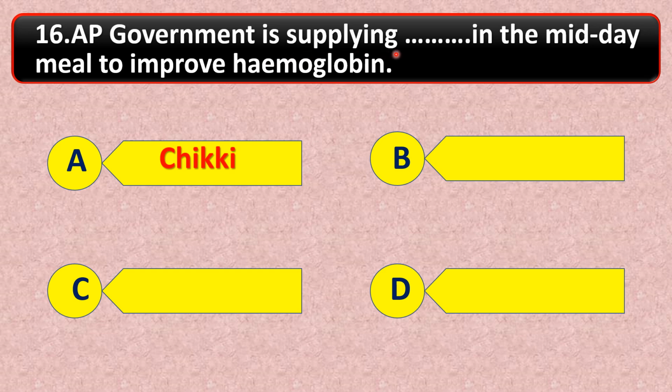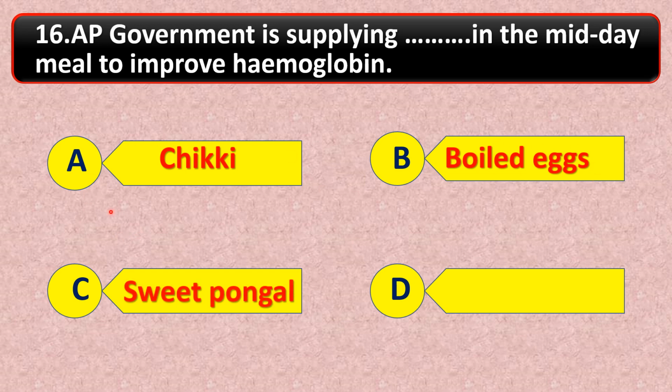AP government is supplying dash in the midday meal to improve hemoglobin. Option A, chikki. Option B, boiled eggs. Option C, sweet pongal. And option D, khichdi. The correct answer, option A, chikki. AP government is supplying chikki in the midday meal to improve hemoglobin.